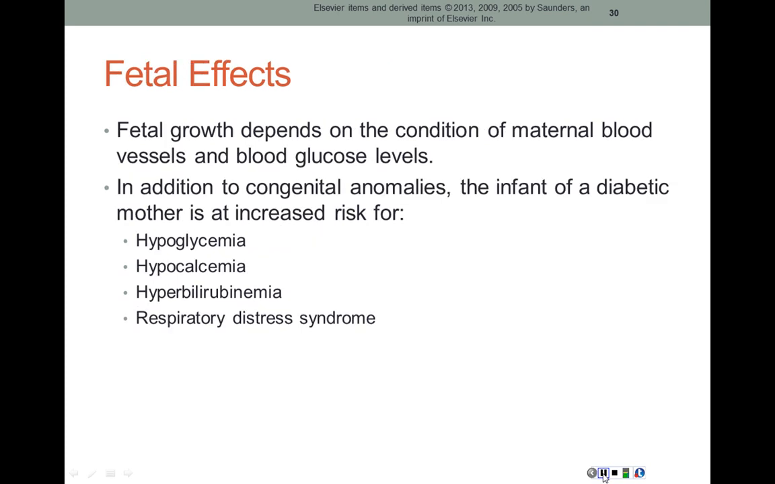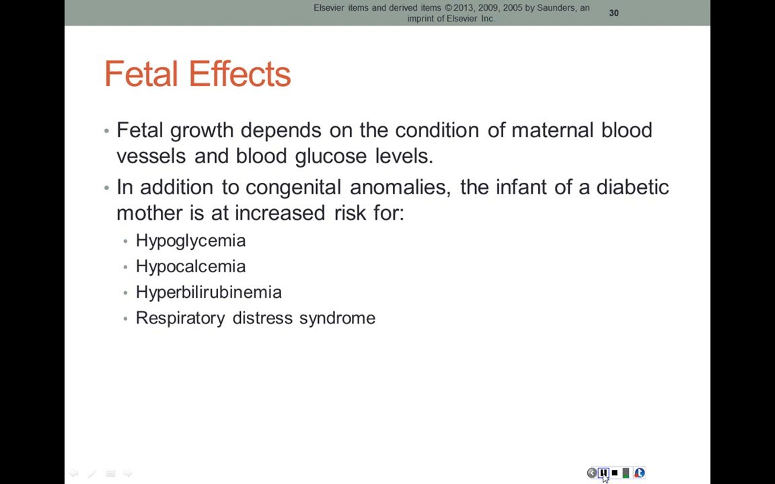So, how does this affect the fetus? Well, the fetus can't grow if it doesn't have enough glucose. So, mom has to have a lot of glucose in her blood. So, in addition to congenital anomalies that can occur, the infant of a diabetic mother is also at risk for hypoglycemia, hypocalcemia, hyperbilirubinemia, and then respiratory distress syndrome.